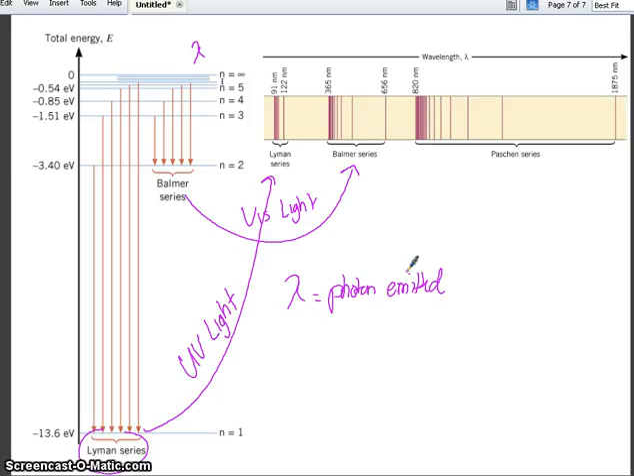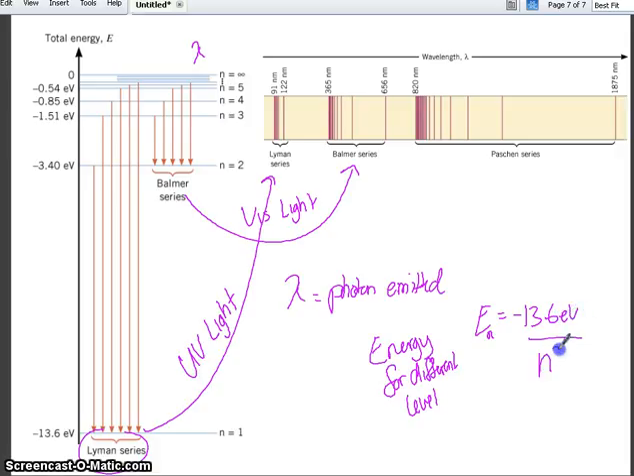Now, there's one more equation I want to give you, and it is very simple. If we want to know the energy for different levels, we're going to use this equation right here. This is something else Bohr came up with. Energy of n is equal to negative 13.6 electron volts over n squared, n being the different energy levels on this diagram. And so what we're going to do is if we know the different energy levels, we can calculate the energy transition between those two, and that's what we're going to be doing in class.